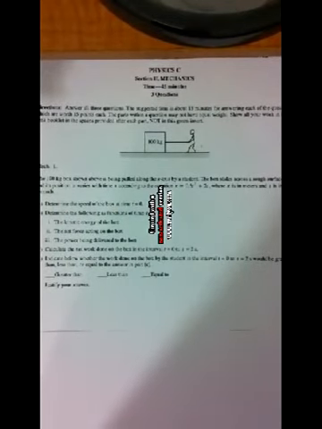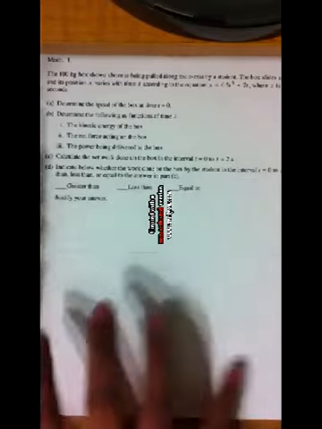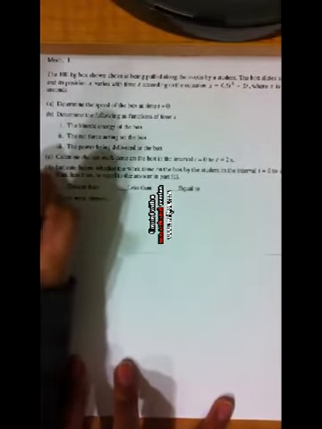The box slides across a rough surface and its position x varies with time t according to the equation x equals 0.5 t cubed plus 2t, where x is in meters and t is in seconds. So the first part asks to determine the speed of the box at time t equals 0. They give you the equation of what x equals. So we know that velocity equals dx/dt.